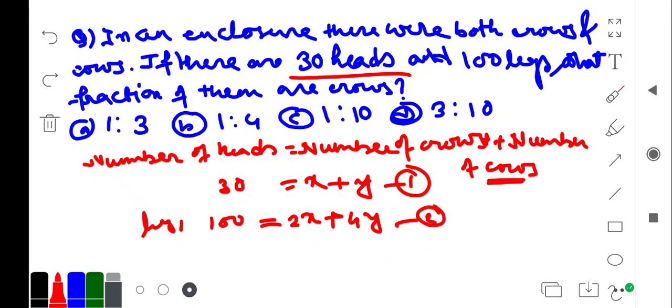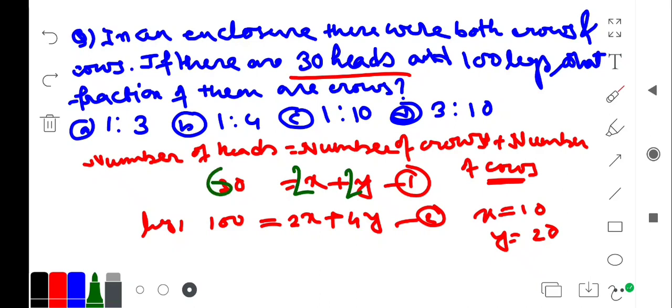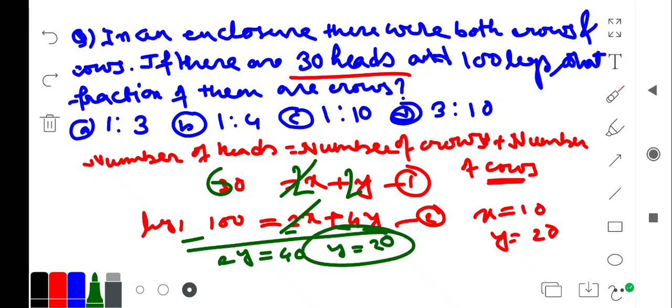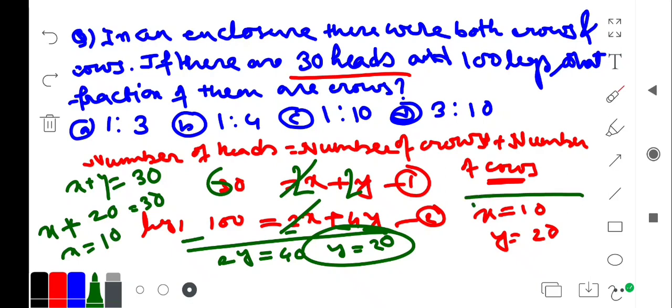So you compare these. By comparing, you get the value of x equal to 10 and y equal to 20. How? You can put the value: this is 2x, this is 2y, this is 60. Now subtracting, ultimately 2y equal to 40, y equal to 20. So you put the value: x plus y equal to 30, y equal to 20, so x equal to 10. Okay, this is what we get.